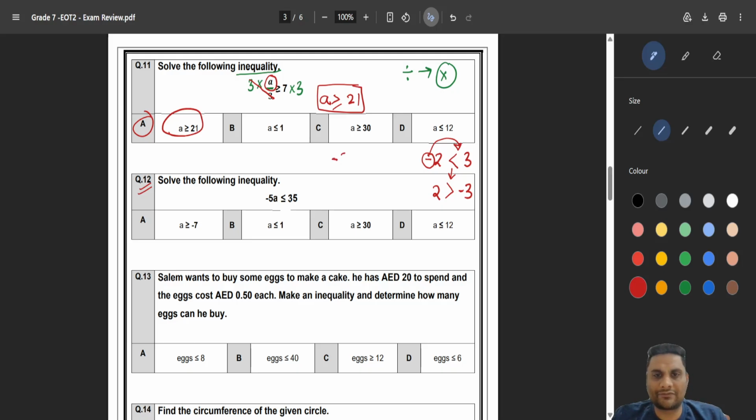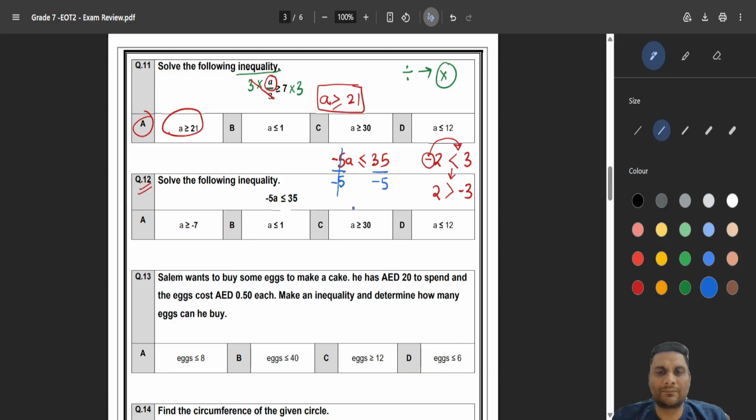Now let us solve this question. I have minus 5a less than equal to 35. Some students will say, I have minus 5, so I will do plus 5. Please don't make that mistake. We have to check between the number and variable. Between the number and variable here, what do I have? Here I don't see anything. That means this is multiply. So for multiply, what do I do? I will do divide. Divide what? Some students will write 5. No. Here I don't have 5. I have minus 5. So remember, you have to divide by minus 5. Same number. So divide by minus 5 on the other side also.